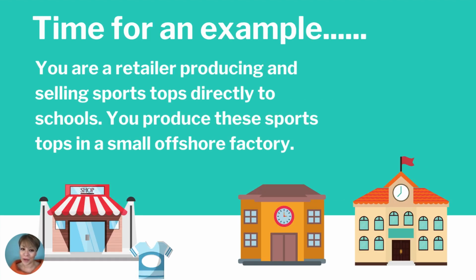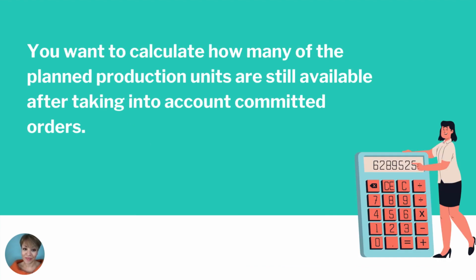Okay, time for an example. You are a retailer producing and selling sports tops directly to schools. You produce these sports tops in a small offshore factory. The school collects individual orders from their students and collates them into one order. They want the order fulfilled as a whole, and they want to know when it can be fulfilled by. You want to calculate how many of the planned production units are still available after taking into account committed orders from other schools. There is a capacity limit on production, therefore you can only make so many promises during each production period.